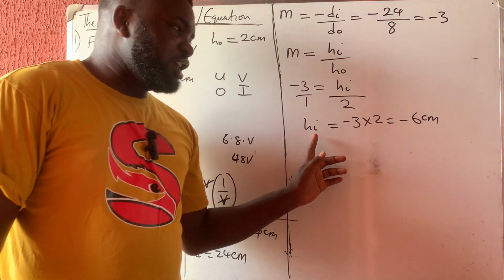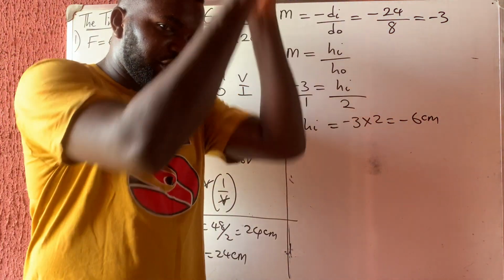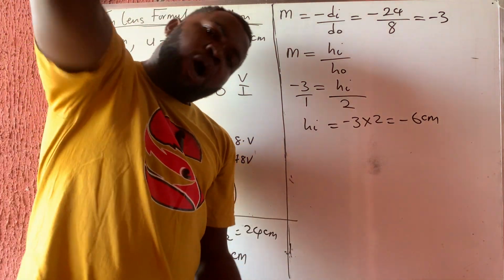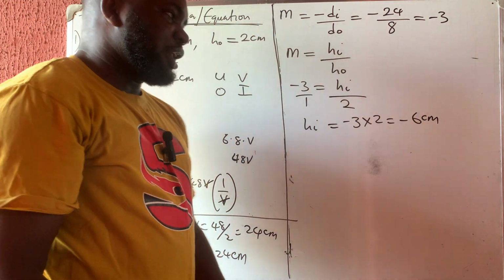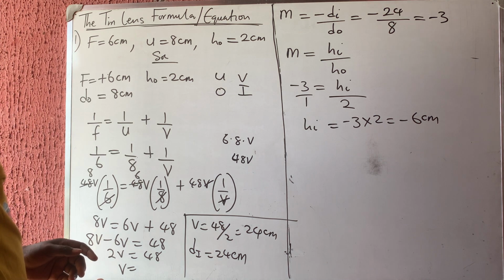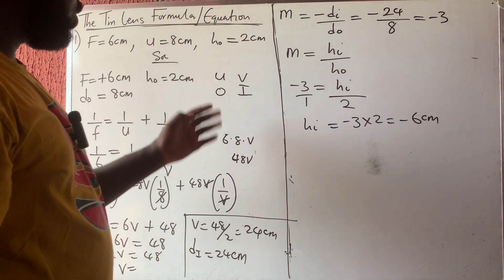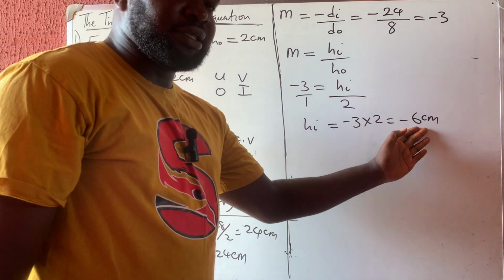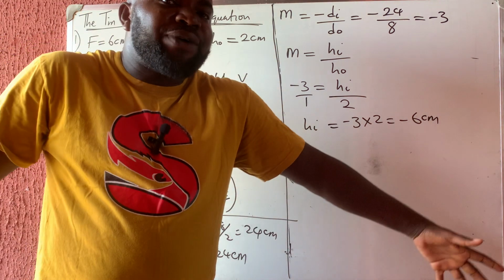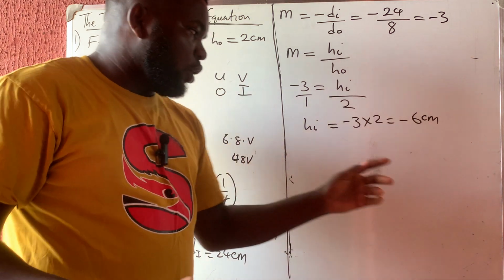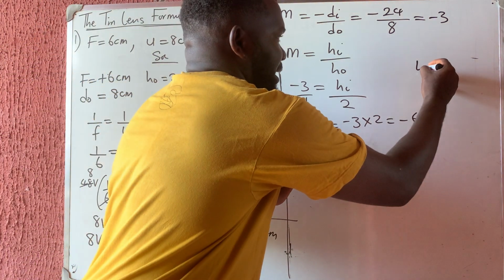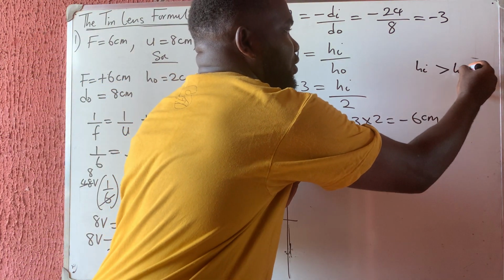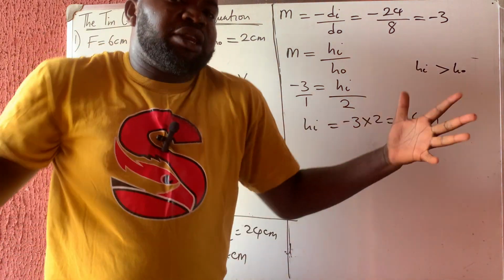And I told you that if the height of the image is negative, it means it is upside down. And if you compare the two of them, you see that the height of the object is 2, while the height of the image is 6. What does it mean? It is magnified. It is big, because the height of this image is greater than the height of the object. So this image is magnified.